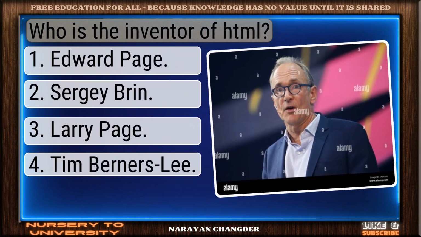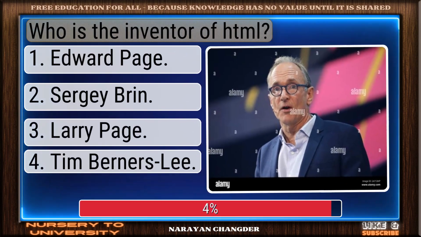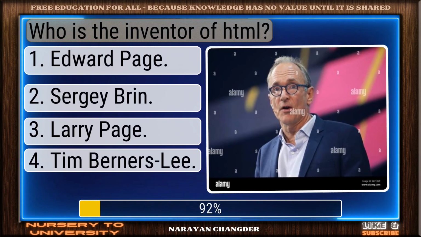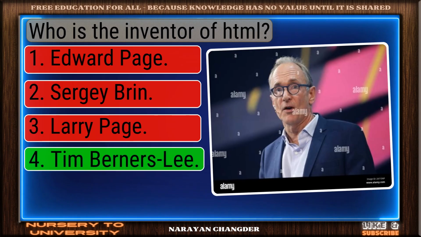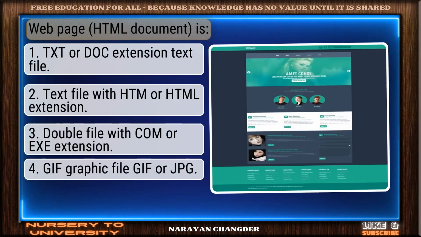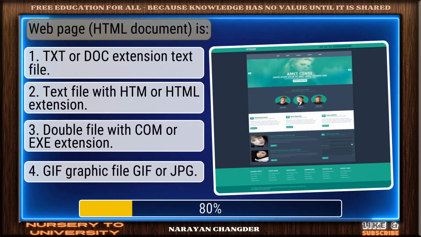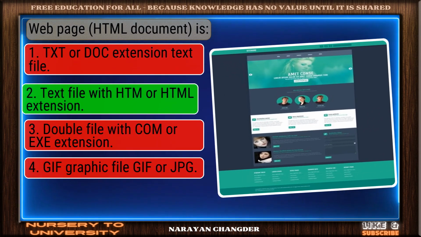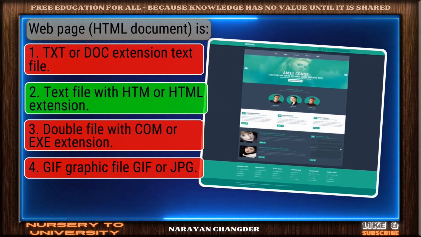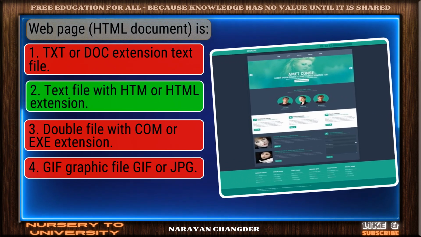Question number 23. Who is the inventor of HTML? Well reasoned. Tim Berners-Lee is the correct choice. Question number 24. Web page is. Bravo! Text file with .html or .htm extension is the answer.